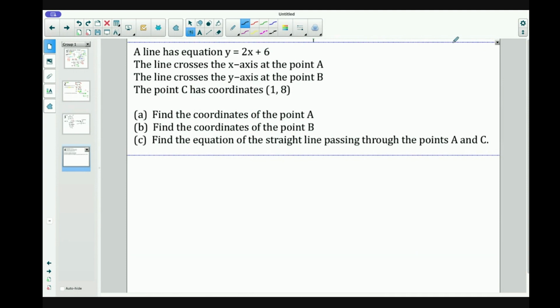It says a line has equation y is equal to 2x plus 6, and the line crosses the x-axis at the point A. The line crosses the y-axis at point B. Point C has coordinates 1, 8. Can we find the coordinates of point A, the coordinates of point B, and then find the equation of the straight line passing through points A and C? So see what we can do. I'll give you about 2 to 3 minutes just to at least get started. I would recommend maybe drawing a picture just so you can see what's happening, and then we'll go from there.